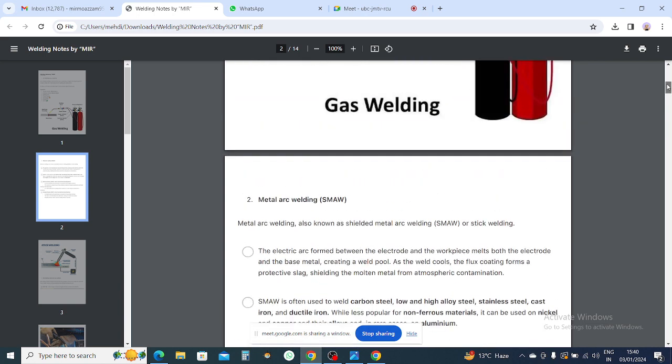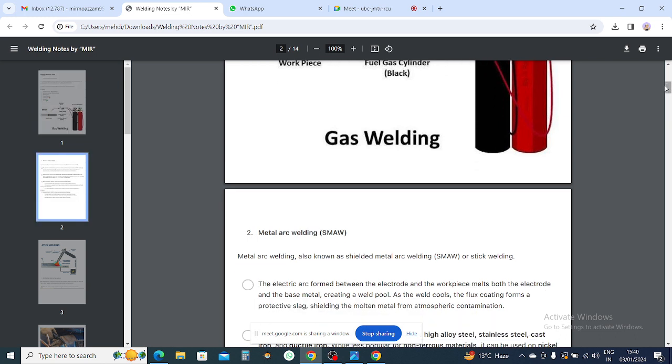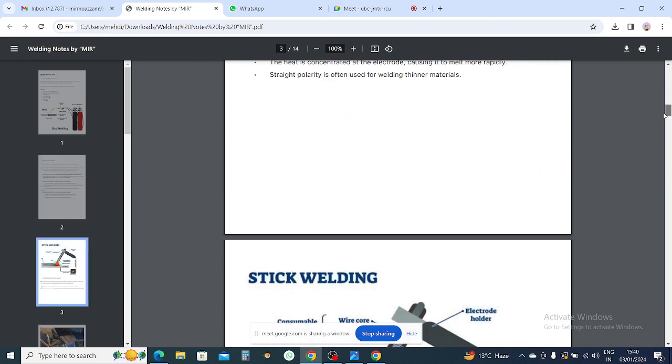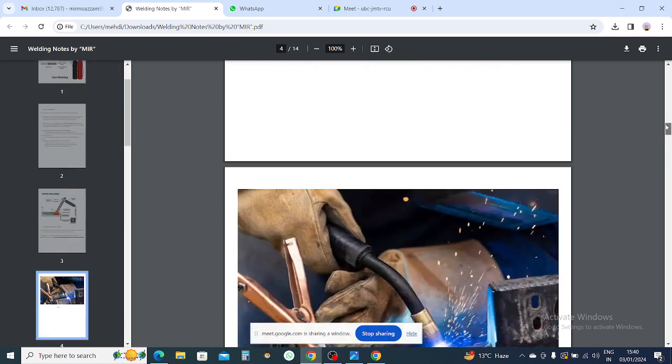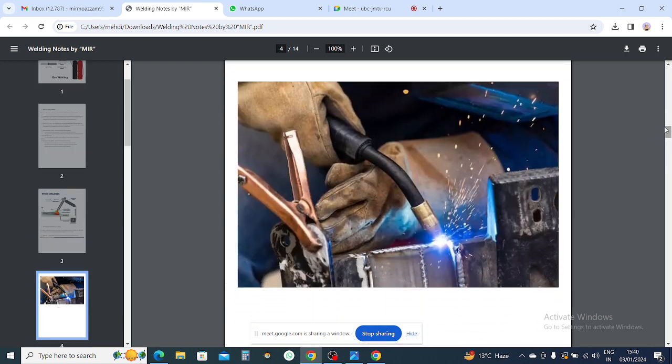So in arc welding, there are three types: metal arc welding, and MIG. MIG welding is also arc welding. Its full name is metal inert gas welding. So let's look at the welding.